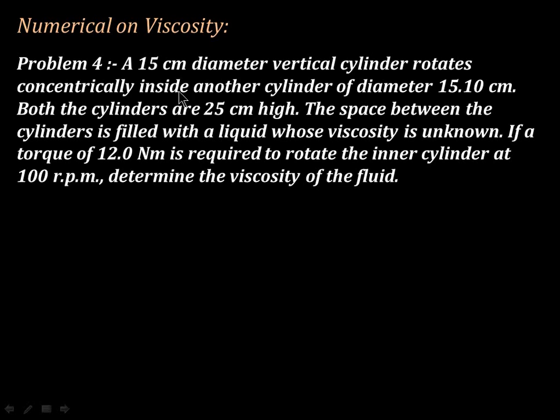So basically there are two cylindrical structures. The outer cylinder has a diameter of 15.10 centimeter, whereas the inner cylinder has a diameter of 15 centimeter. So the 15 centimeter diameter vertical cylinder is rotating inside another cylinder. Both the cylinders are 25 centimeter high. The length of the cylinders is 25 centimeter. The space between the cylinders is filled with liquid, so the gap between these two cylinders is filled with a liquid whose viscosity we have to calculate.